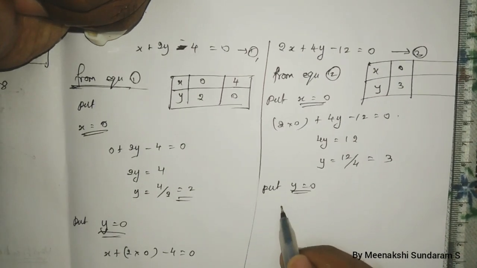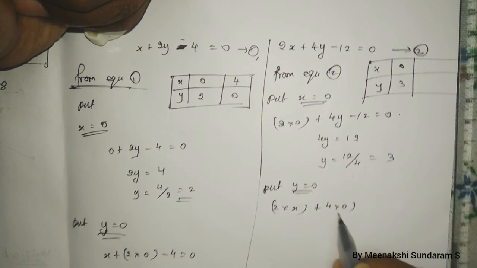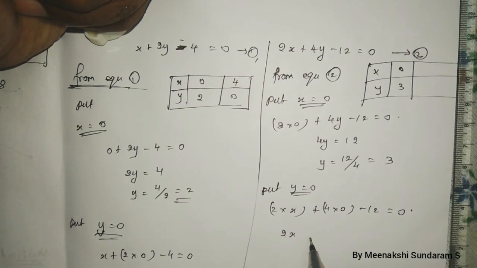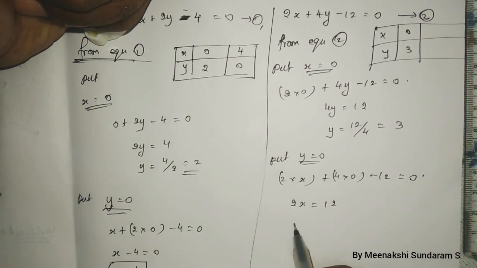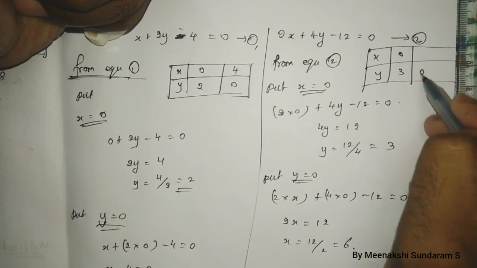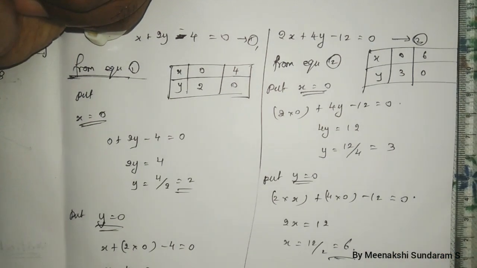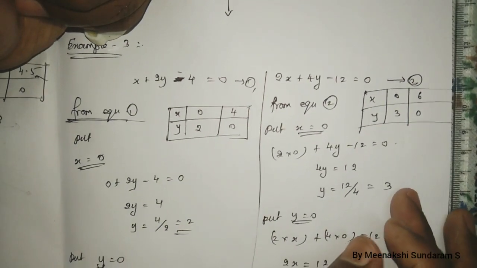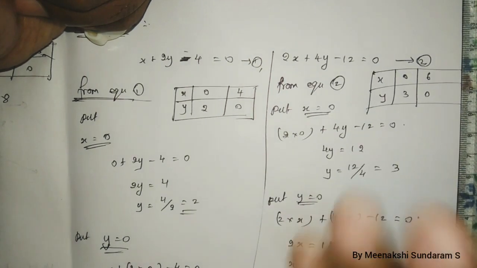Next, put y equal to 0. Now 2 into x plus 4 into 0 minus 12 equal to 0. Clear? Then 2x equal to, the minus 12 becomes plus 12. So 4 into 0 is 0. Right? So x is equal to 12 by 2, that is 6. When you put y as 0, you get x value as 6. Clear? Now we have the points, and we can represent them in a graph. That is the geometrical representation of the given situation.